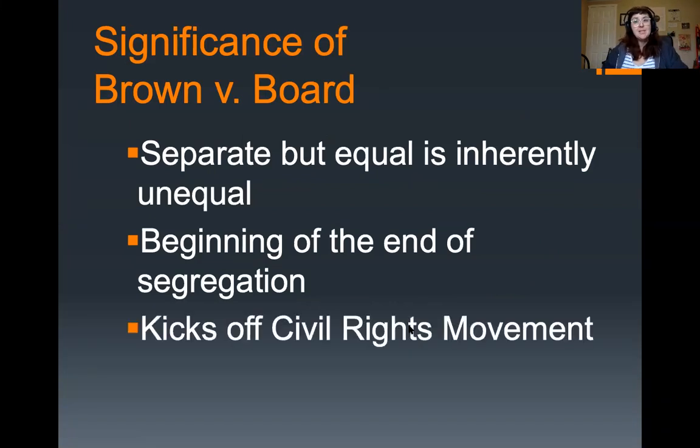And three, it kicks off the civil rights movement because all of a sudden, the United States moves towards giving African Americans and people of color more legal rights. And that hadn't happened for essentially a century. Essentially, a century is a fun phrase.